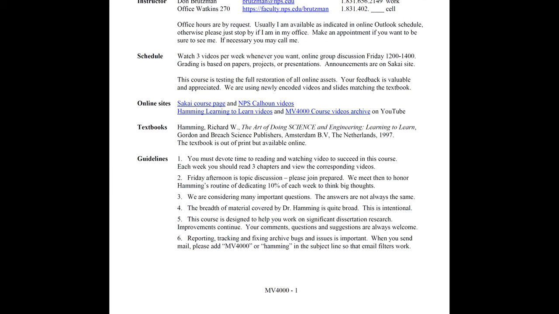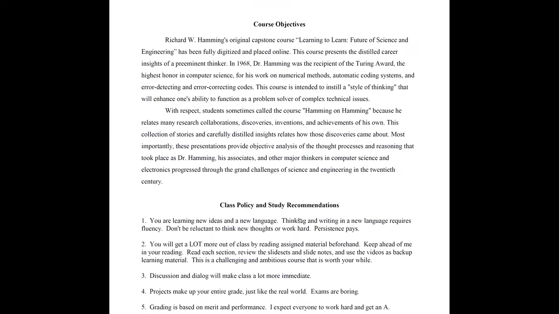Okay, let's see what's left on this thing. Course objectives. You might want to write your own version of this paragraph at the end of the course. That's interesting. It's tricky business. And then you have some of my guidance here on the end on how to study and succeed and do well.